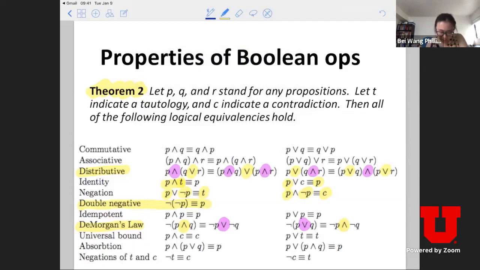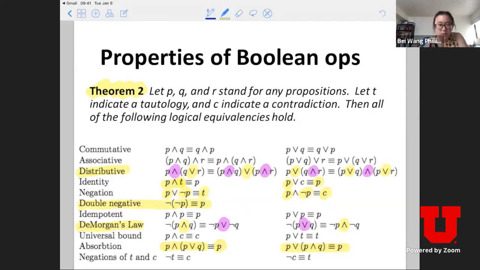There's also a universal bound, which is saying that if I take an AND operation with any contradiction, it's always a contradiction. If I take an OR operation with a tautology, it's always a tautology. Absorption is a situation where I have a duplicated variable P in a statement in this following form, which is equivalent to the logic truth table of P itself, okay? And similarly here. And of course, the negation of a tautology is equal to a contradiction, and the negation of a contradiction is equal to a tautology. That's the last one.